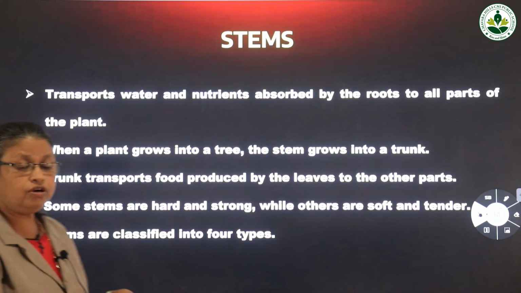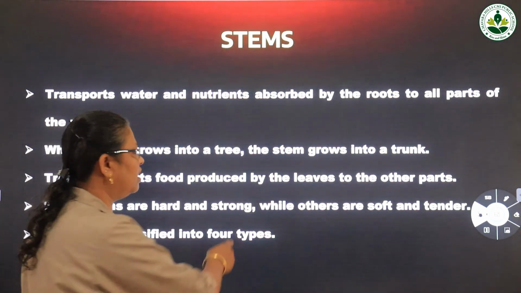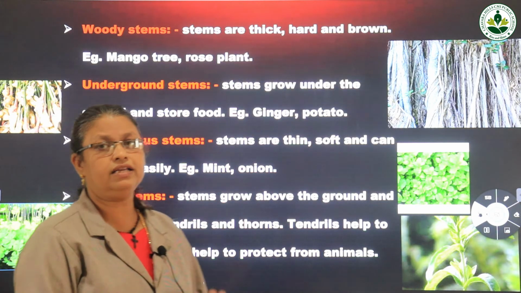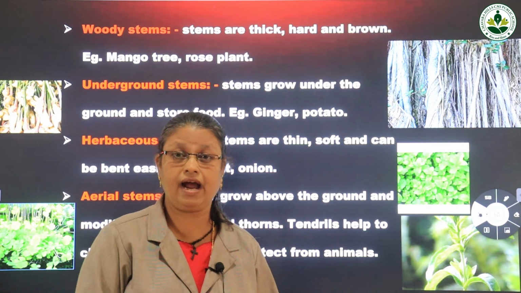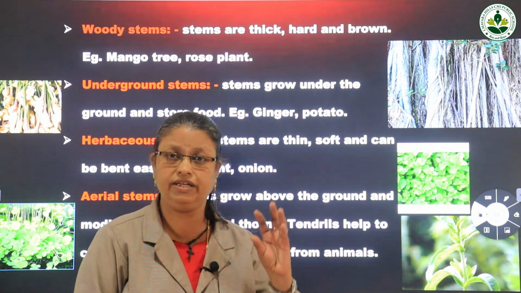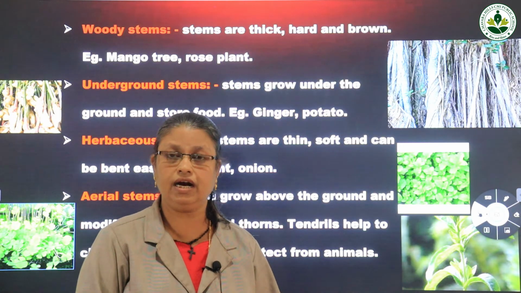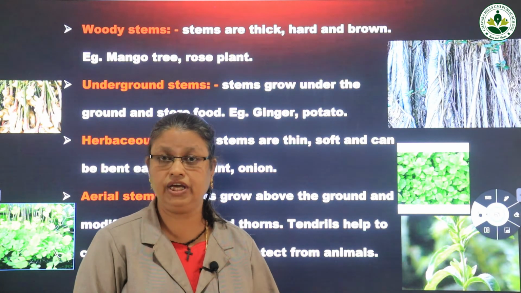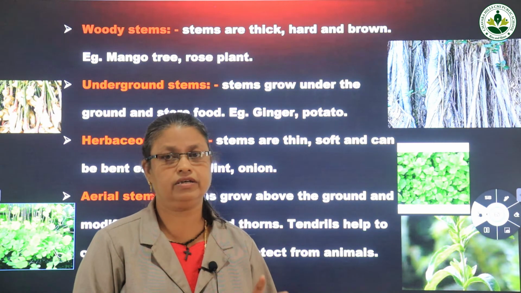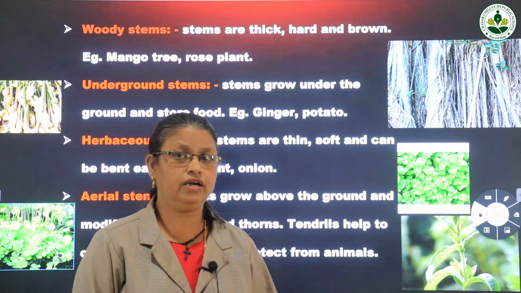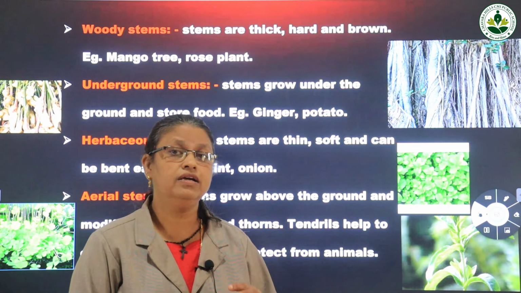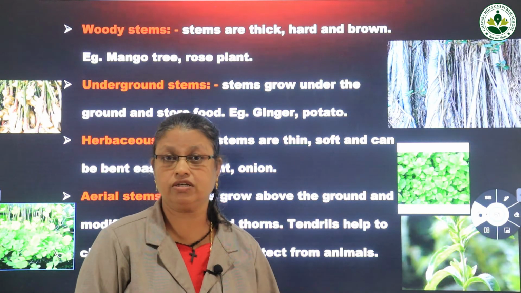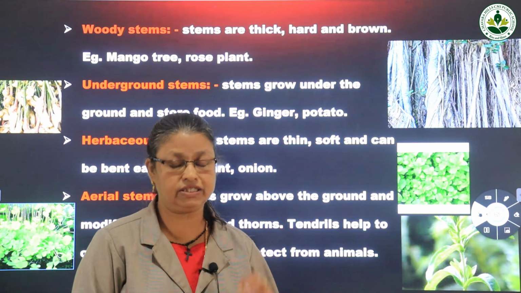Stems are classified into 4 types and we will see one by one. The first one is woody stems. In that the stems are very hard and they are brown in color. They are very thick, hard and brown in color. For example, you have seen mango tree, jackfruit tree, isn't it? Teak tree. So these all have big trunk and they are very thick and very hard, and we cannot bend it, we cannot break it, and they are very strong.